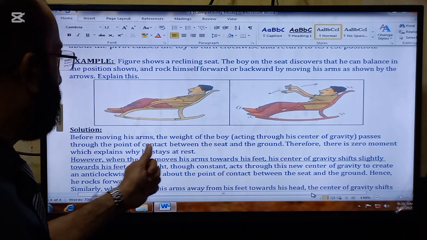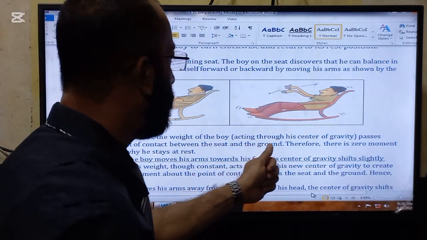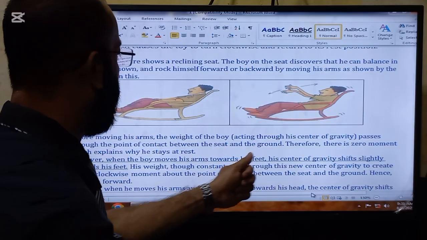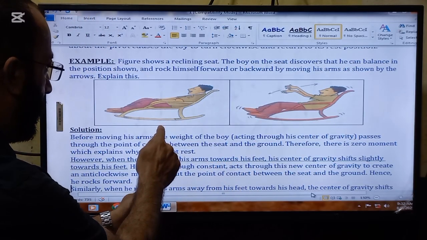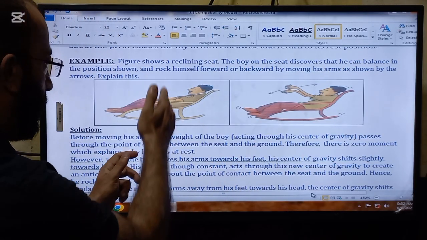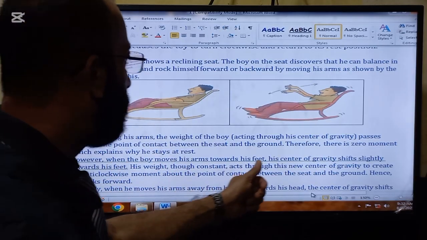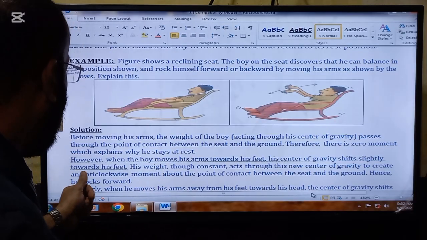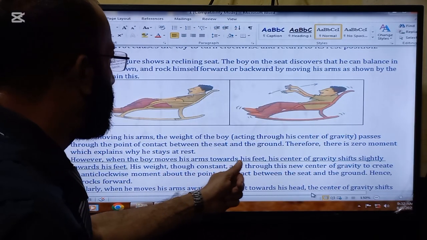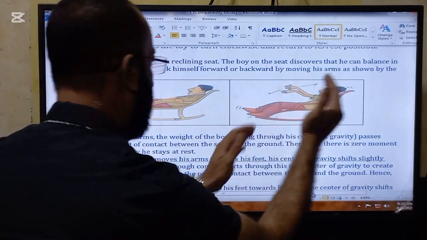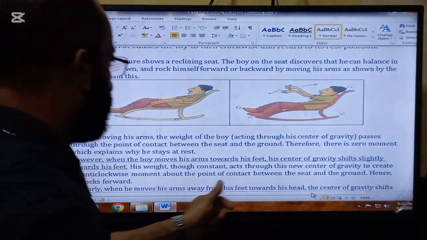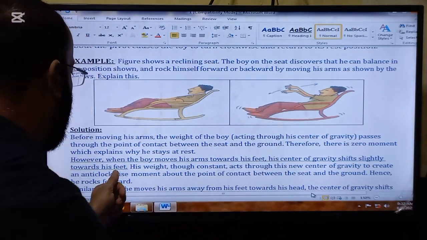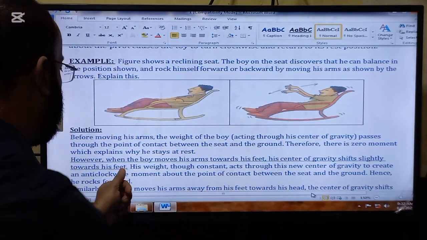Before moving his arms, the weight of the boy acting through his center of gravity passes through the point of contact between the seat and the ground. The weight of the boy acts through it. Therefore there is zero moment, which explains why he stays at rest. However, when the boy moves his arms towards his feet, his center of gravity shifts slightly towards his feet, because the weight is moving there.